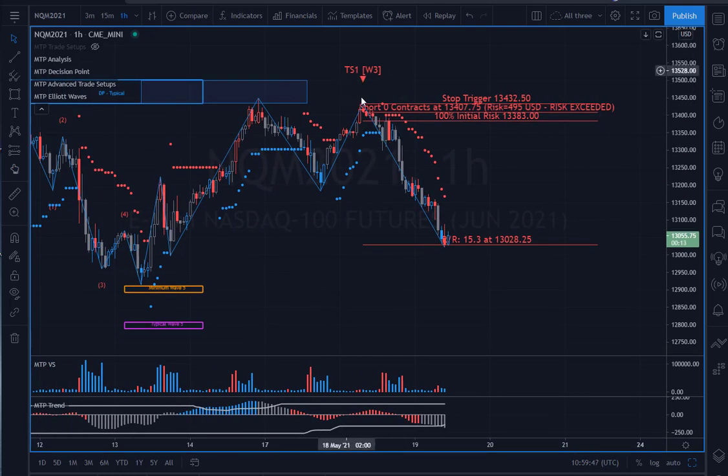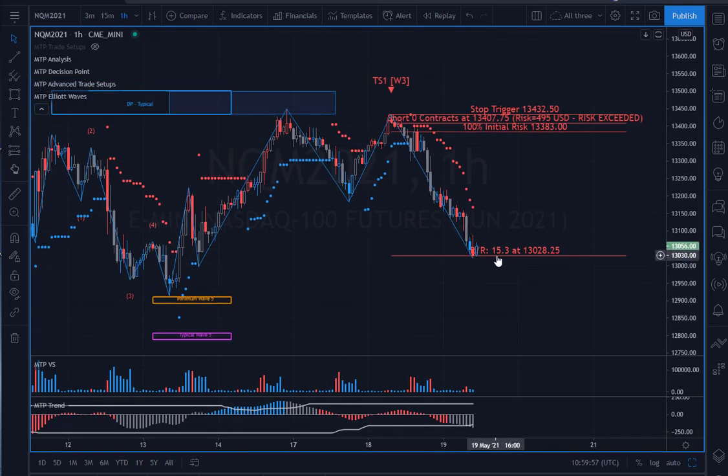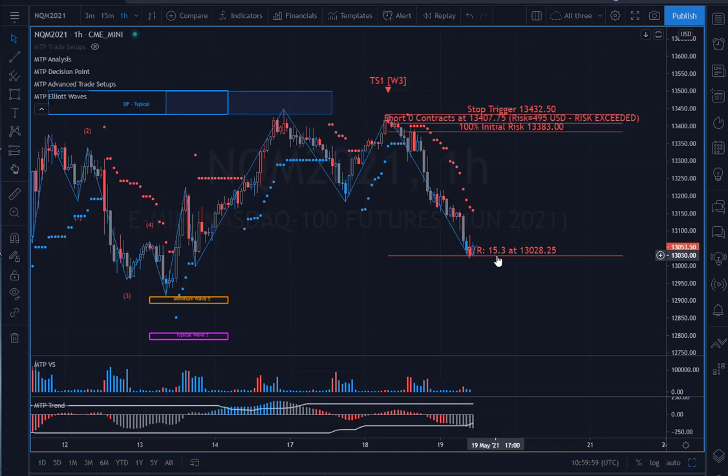And as you can see, when this TS1 W3 or wave 3 sell setup came up, that was a great trade to take, and the market then declined into a very nice result of a profit of approximately 15 times the initial risk. So I hope this has been a good example to show using MTPredictor on slightly longer term charts and doing a bit more advanced analysis with the tools that are available.